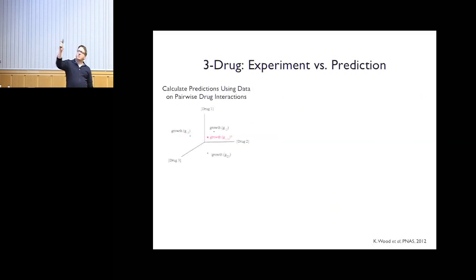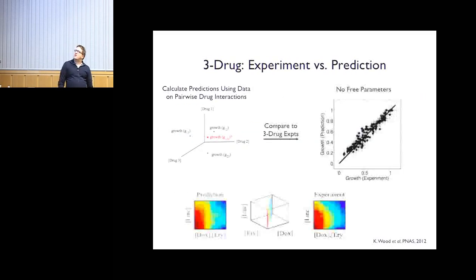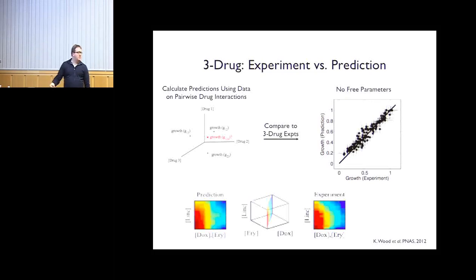We calculated predictions using data from the pairwise drug interactions, and to our surprise, it did quite well. This is a plot of our experimental growth measurements against the predictions, so you want things to fall along this line. Systematically, there are no major errors. The errors we saw were typically within the bounds of our experimental error. These are 50% confidence intervals, so it does really well when you extend it out further. And if you look at one of these planes, you see that it captures even the non-trivial behavior, say, a curvature of growth.